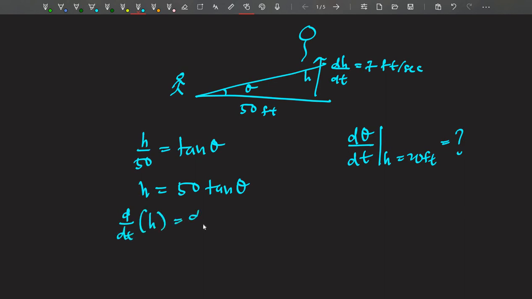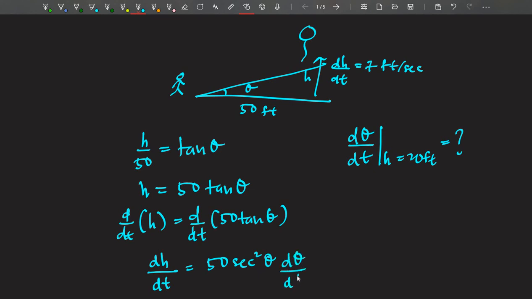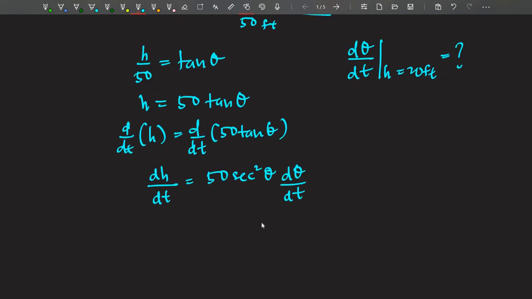Differentiate H with respect to t, and 50 tangent theta. So here we have dH over dt, because differentiating H gives 1, and differentiating this term, we have 50 secant squared theta d theta over dt. Next, we want to find d theta over dt. So rearrange, we have d theta over dt is equal to 1 over 50 secant squared theta times dH over dt.